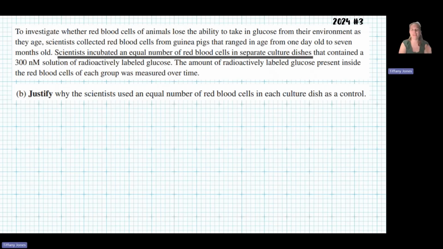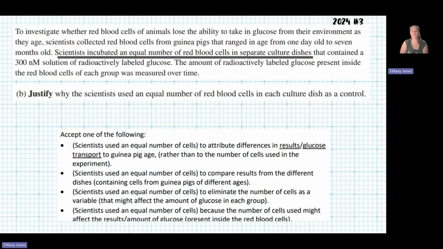Well, if the age of the cell can have an effect on the amount of glucose that's being brought into the cell, then by having the same number of cells, I'm going to be able to compare the differences in that transport. Versus if I had different numbers, if I had more cells, I'd have no way to know: is it because there's more cells or is it because they had better diffusion transport? So we want to attribute the differences to the age of the guinea pig. We want to be able to compare these different dishes appropriately. We want to eliminate the number of cells as a variable, because the number of cells might affect the results. Okay.